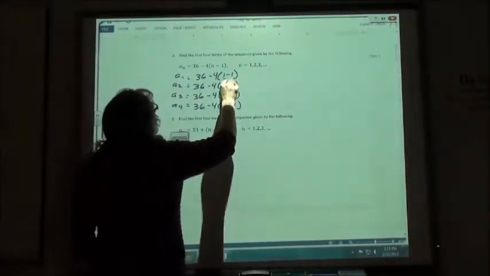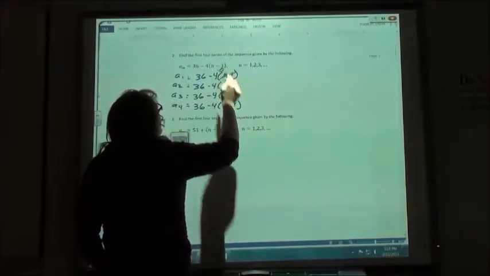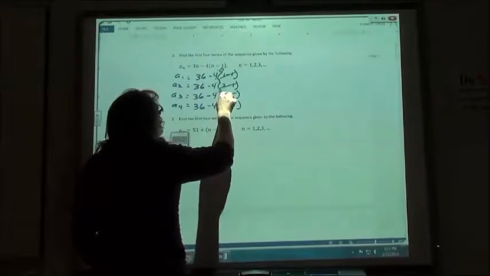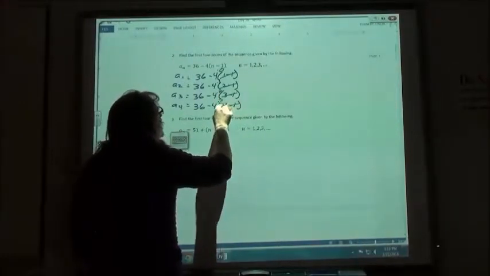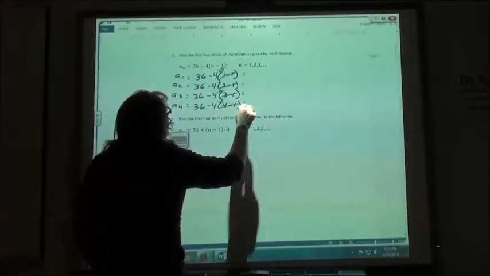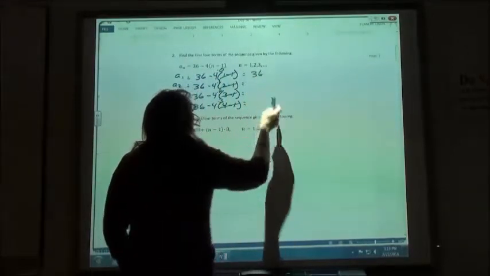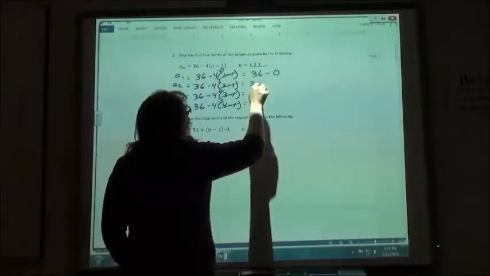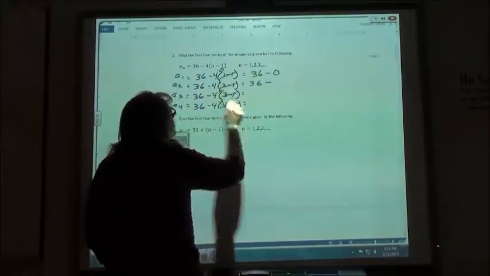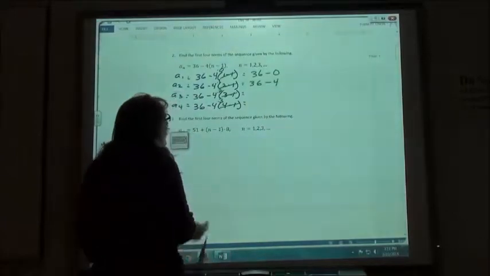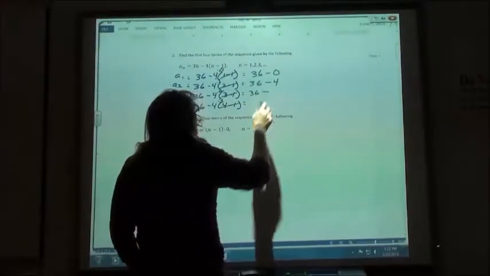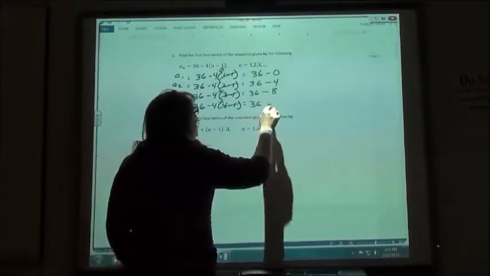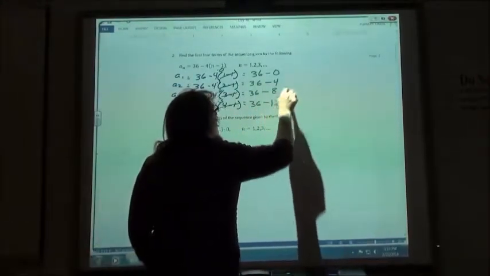So here, 1 minus 1 is going to be 0, 2 minus 1 is going to be 1, 3 minus 1 is going to be 2, 4 minus 1 is going to be 3. So here I'm going to have 36 minus 4 times 0, so minus 0. Here I'm going to have 36 minus 4 times 1, which is 4. Here 36 minus 4 times 2, which is 8. Here 36 minus 4 times 3, which is 12.